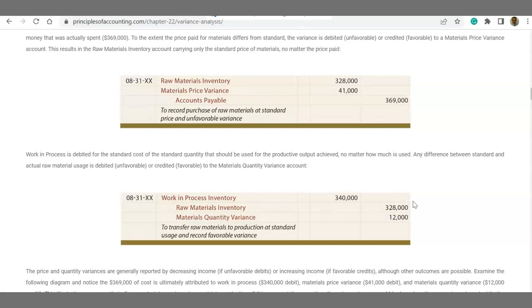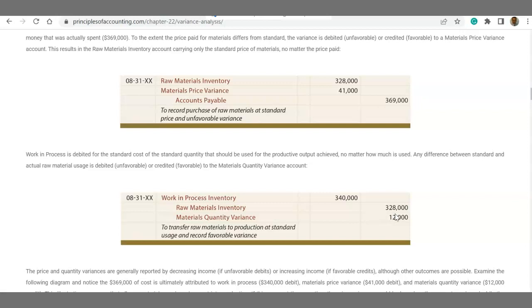Now we take that inventory of raw material out and put it in the work in process. So we take $328,000 out from raw material inventory, and we put $340,000 in the work in process. The difference is the material quantity variance of $12,000, which, now you see, is on the credit side, and that's a favorable situation. So material quantity variance on the credit side is a favorable situation.